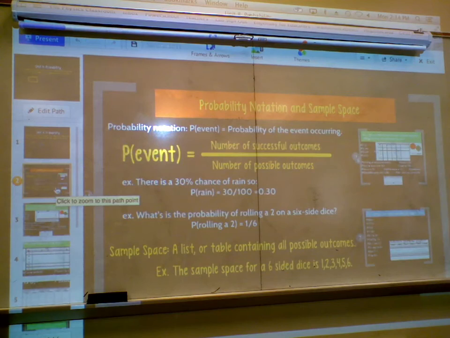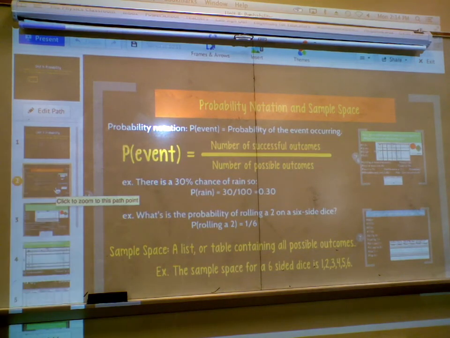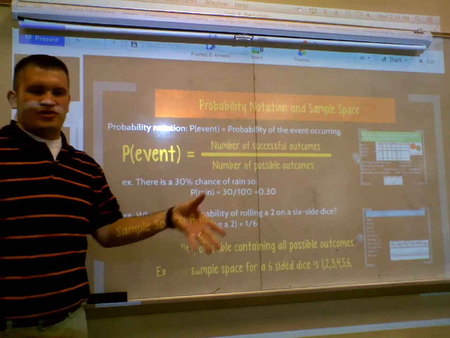Probability notation. The probability of an event occurring is what this is saying. Anytime they say P with an event in parentheses, they're saying the probability of the event occurring.